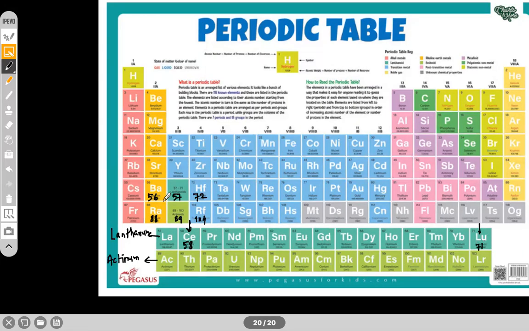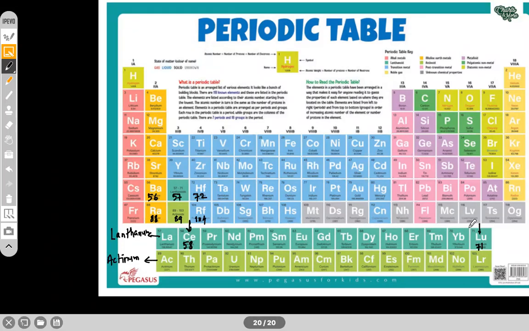After lanthanum, the electrons start filling into the 4F orbital. In the electronic configuration, the F subshell goes 4F1, 4F2, 4F3, 4F4, till 4F14. So from cerium to lutetium, this series we call the lanthanides, because it starts after lanthanum.